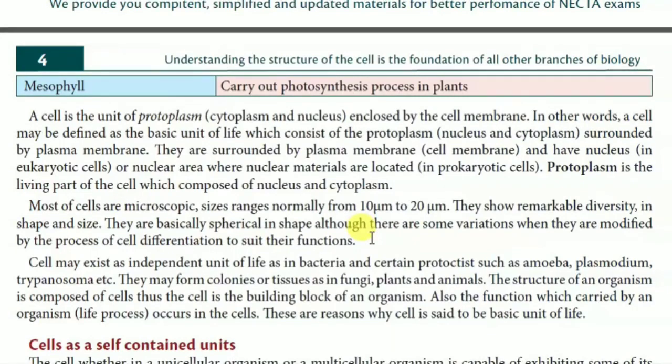Kwa hiyo kwenye multicellular organism tuna kitu tunakiita cell differentiation, ambayo different cell they tend to differentiate, yani zina undergo adaptation ili kuweza kuperform different function. Kwa hiyo zinapokuwa zina undergo differentiation zinakuwa zina change shape ili kuweza kusuit different function. So tutaenda kudiscuss about the variation in the shape and sizes of the cell.